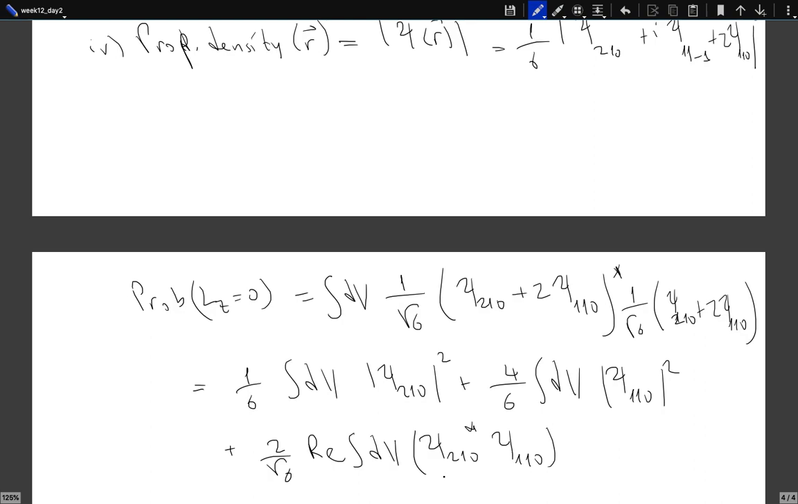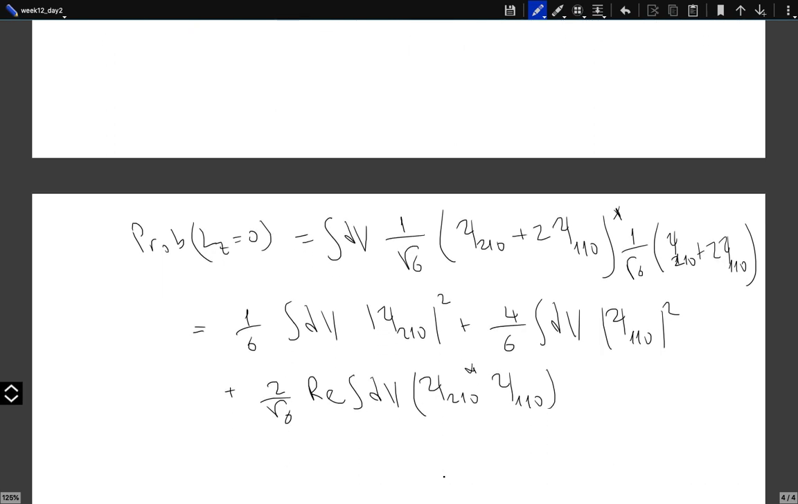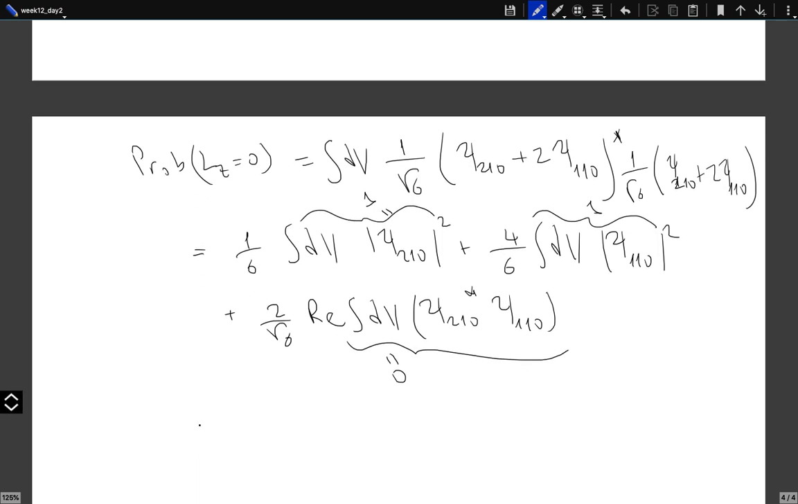We didn't say anything about here. This is 0. This is 0. This is 1. The whole thing is 1. This whole thing is 1. This whole thing is 0. So it is 5 over 6. Well, you know the explicit values of psi 110, psi 210. Put the explicit values over there, you will see that it is 0.